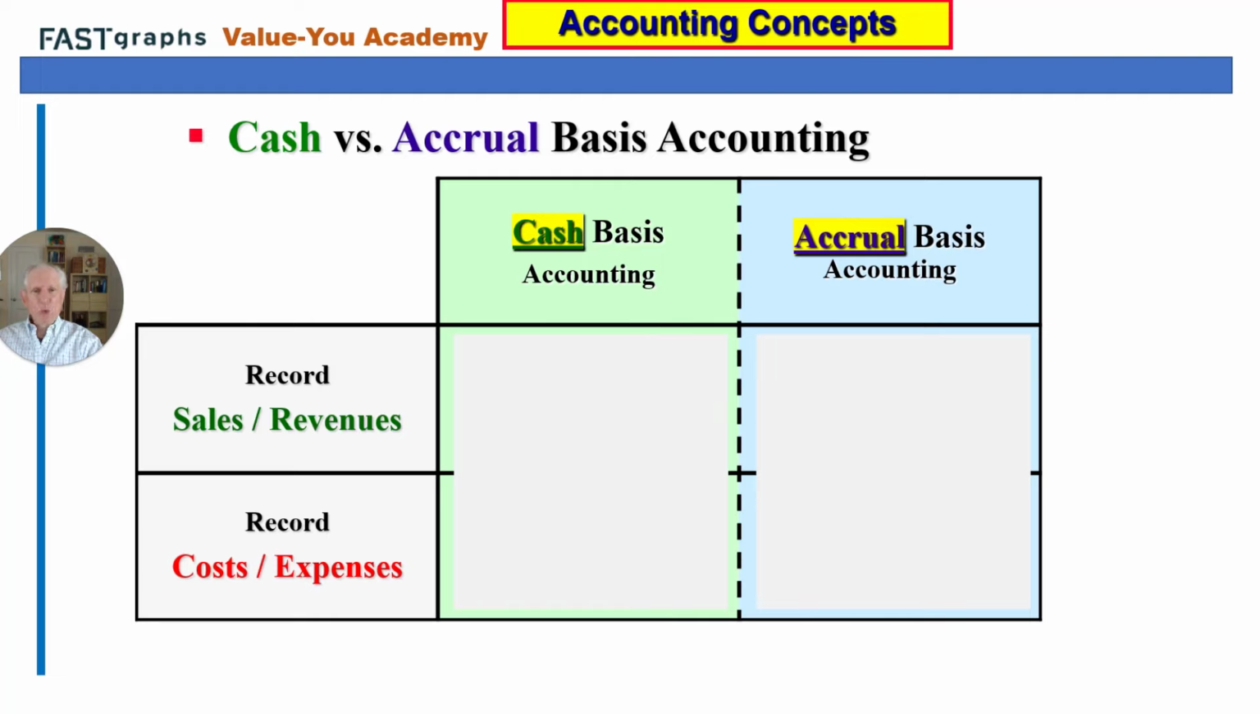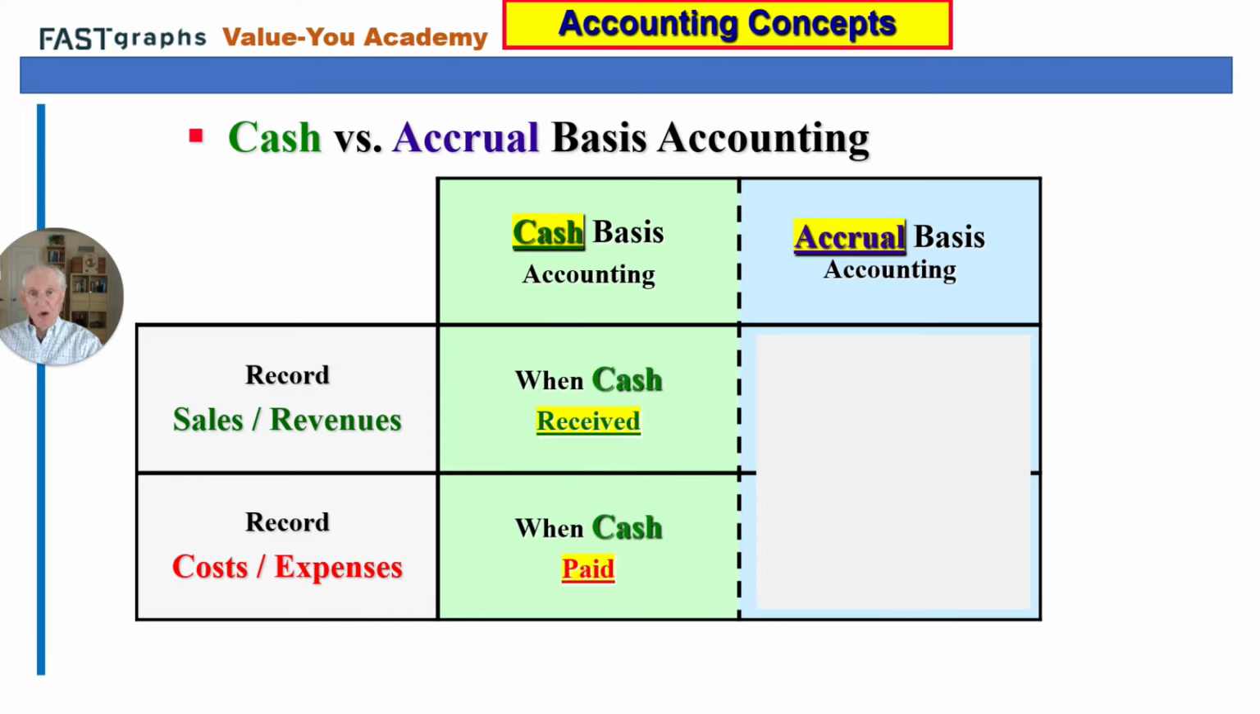GAAP is accrual-based accounting. If you're going to follow GAAP, you're going to be a larger company. You're probably going to have sales of more than $2 million a year. You might have inventory. You have to use accrual GAAP accounting. If you're a very small business, just starting out, you don't have inventory, sales less than $2 million, you can use cash-based accounting. It's simpler, it's easier. You'll record sales and revenue when you get the money in. You record costs and expenses when you pay the money out. It's just like running your business with a checkbook. It's cash flow in and out.